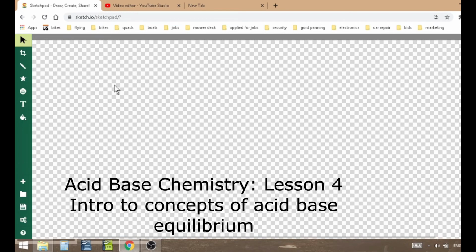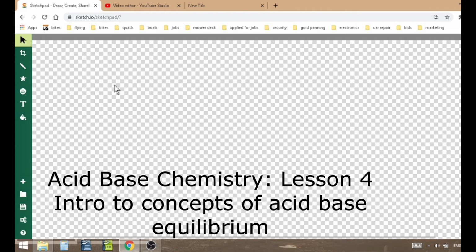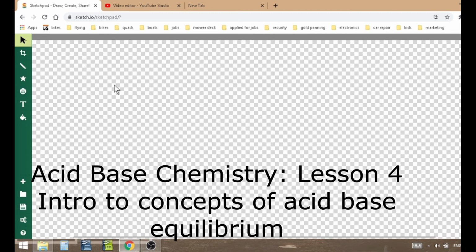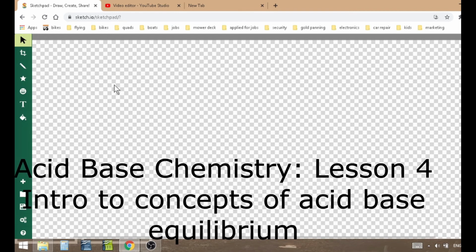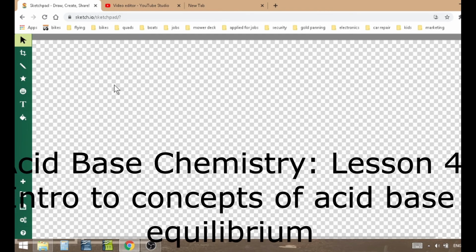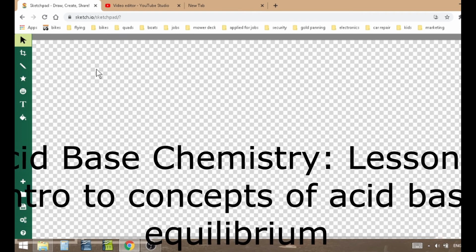In the last lesson, I talked about acetic acid and the fact that if you add some acetic acid to water, it doesn't all dissociate. That is, you don't get as much hydronium ion produced as acetic acid was added. You get far less. And I said that this depends upon something called an equilibrium constant, a Ka. Well, what are equilibria?